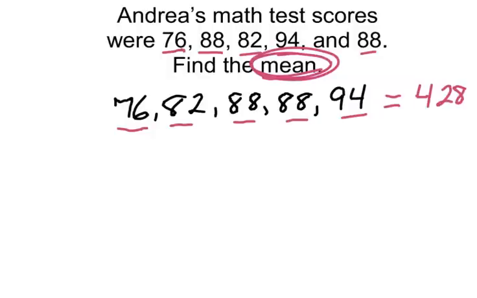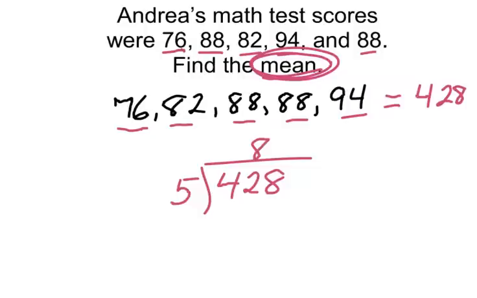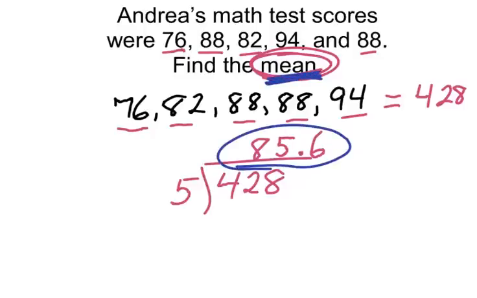Okay, so to get the mean, we're just going to take 428 and divide it by 5. Divide 5 into it. So 428 divided by 5 ends up being 85.6. All right, so that's all we have to do to find the mean. Remember, you're adding them all up and divide by however many numbers are in the data set. So to answer this one, 85.6 is the mean.